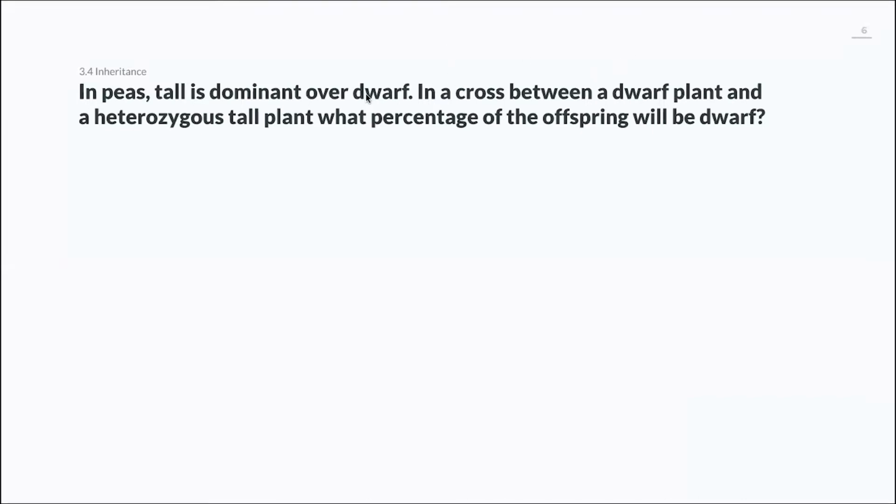So good practice. Write down the information you have because it's easier to see what you need, right? So tall is dominant over dwarf. I'm gonna write here. So the capital letter represents the dominant. So I'm gonna use a T here for tall. Tall is dominant, right? And it's dominant to dwarf. So I'm gonna use lowercase letter, same letter, right? Same letter, but uppercase is dominant, lowercase is recessive, right?